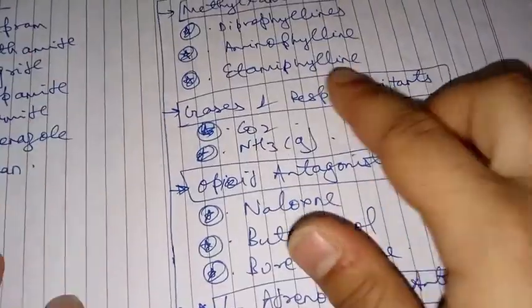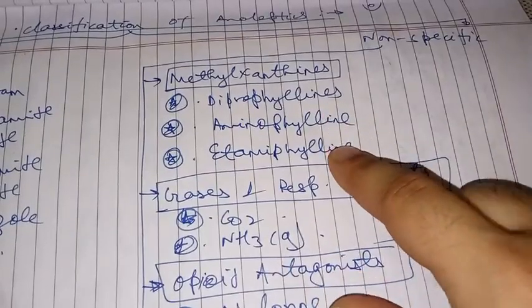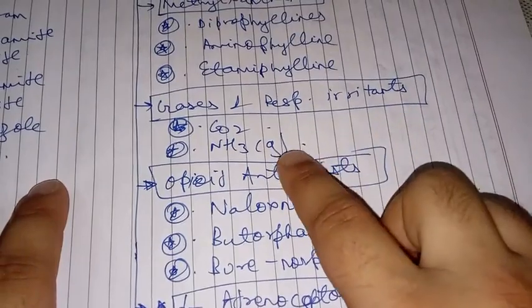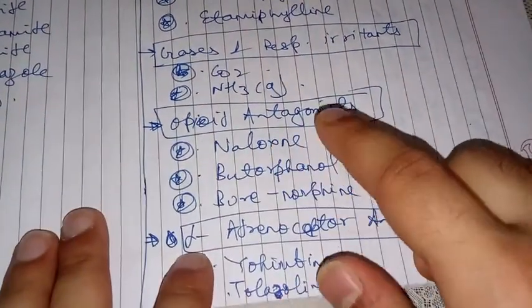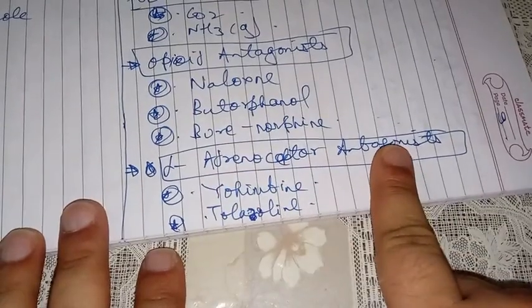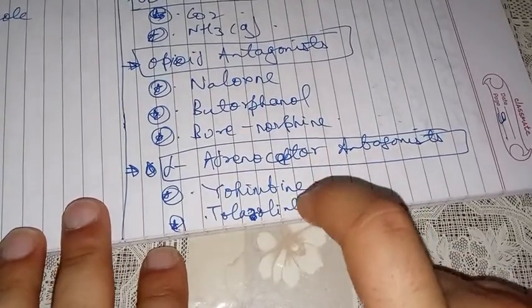Methylxanthines include diprophylline, aminophylline, and etamiphylline. Gases include CO2 gas, and respiratory irritants include ammonia gas. Opioid antagonists include naloxone, butorphanol, and buprenorphine. Alpha adrenoceptor antagonists include yohimbine and tolazoline.